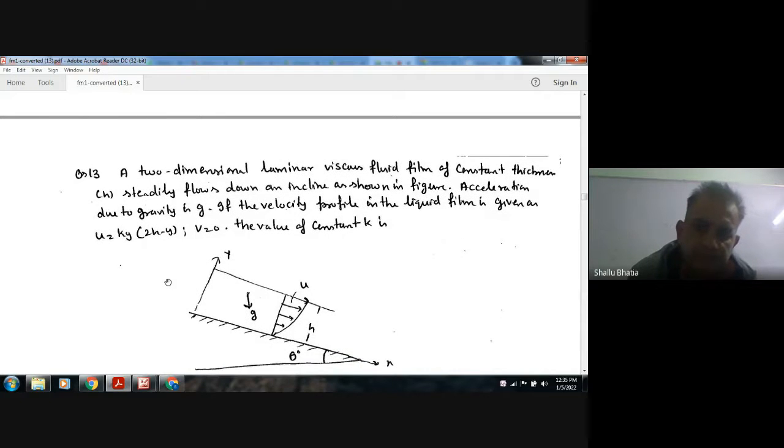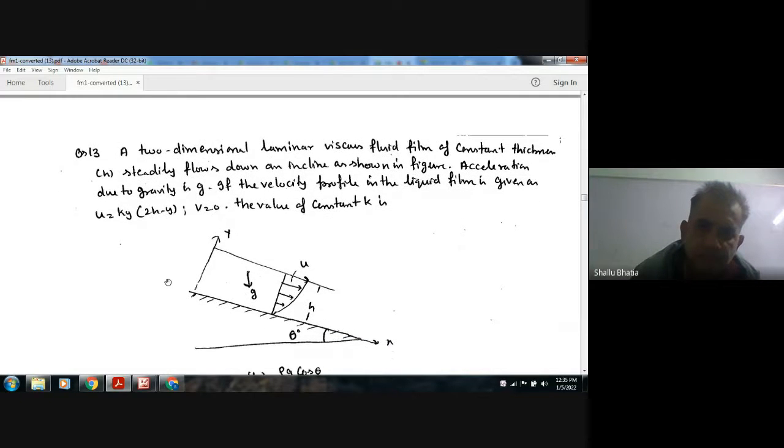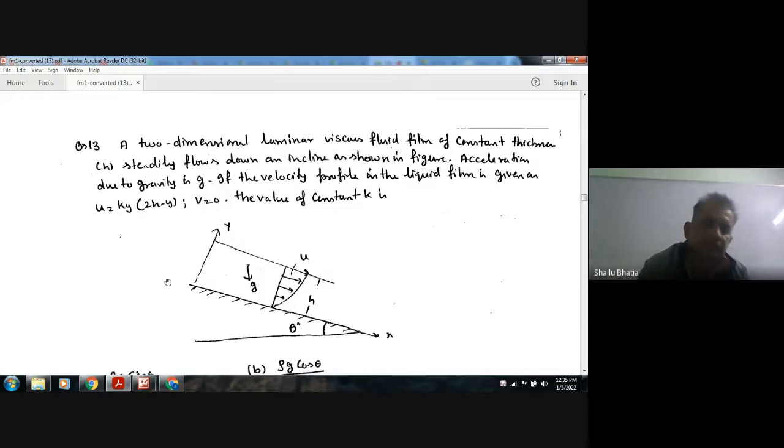Next, a two-dimensional laminar viscous fluid film of constant thickness H steadily flows down an incline as shown in the figure. Acceleration due to gravity is g. If the velocity profile in the liquid film is given by u is equal to k by 2 bracket 2h minus y, v is equal to 0, the value of constant k is?